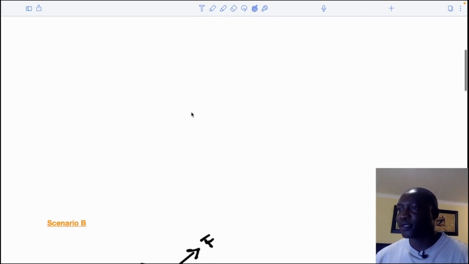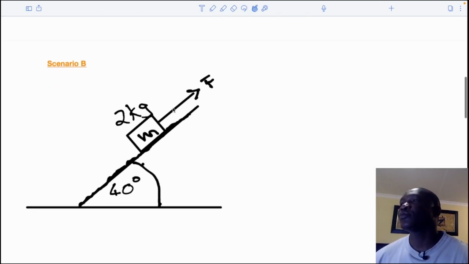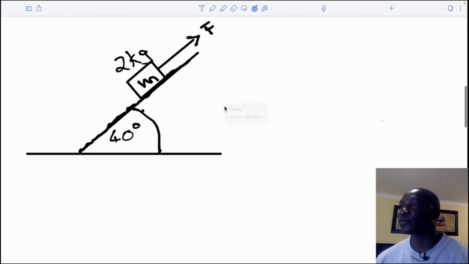Now let's look at scenario B. The same object is pulled by the same force, but this time the angle of the incline has been increased. So we're going to determine in which of these two scenarios the kinetic friction force is going to be the smallest, making it much easier to move the object up the slope.